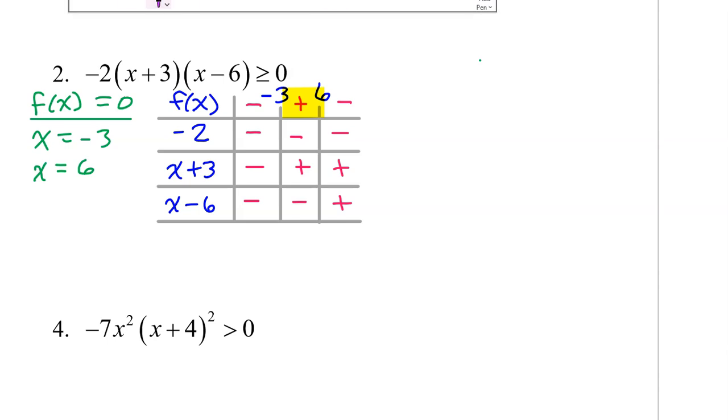So that's the interval from negative 3 to 6. So let's write that down.